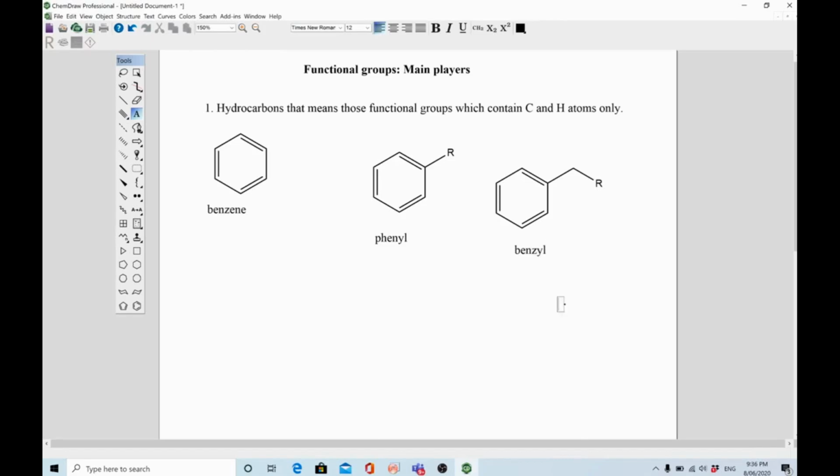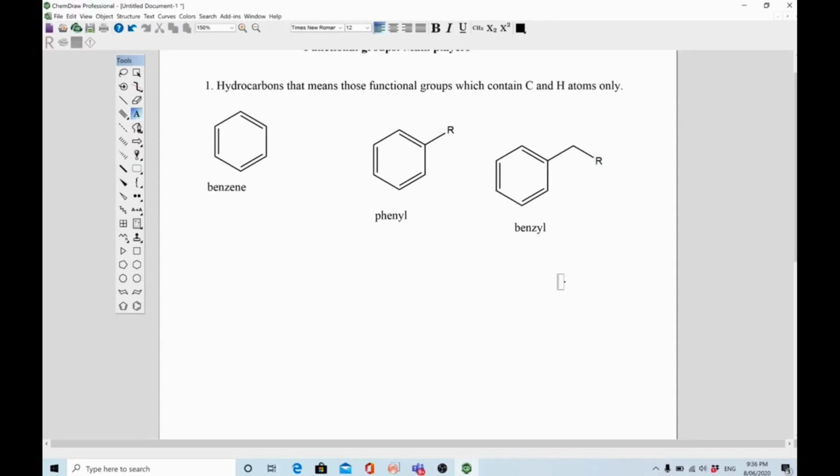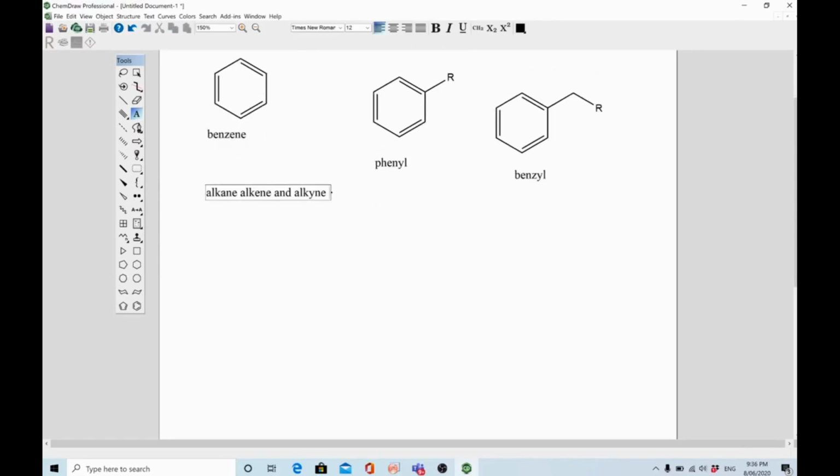Okay, this is benzyl. Also, if you have a CH2 unit between benzene and some R group, we call this benzyl. Okay, these were the hydrocarbon based functional groups. What were they? Alkane, alkene and alkyne, plus benzene, phenyl and benzyl. These were the hydrocarbon based functional groups.